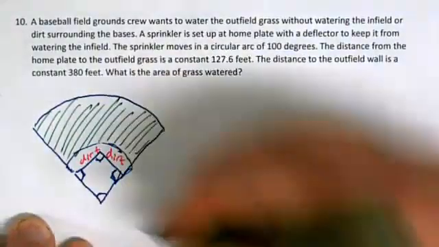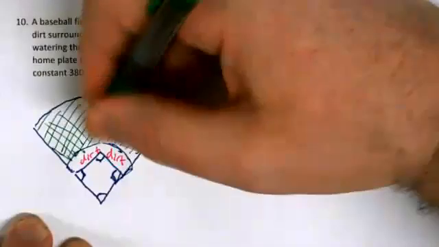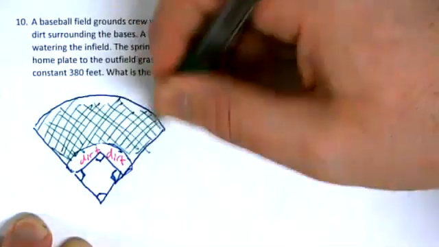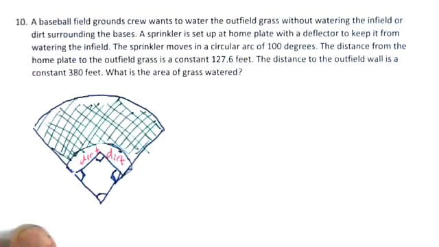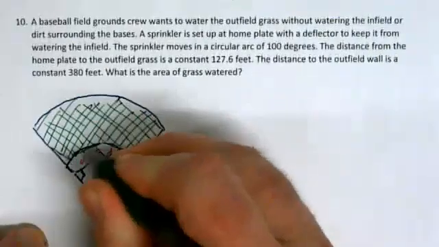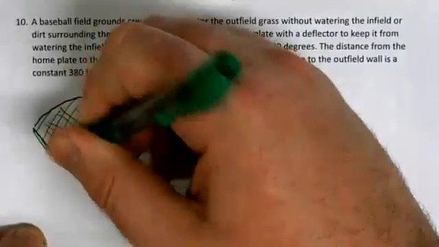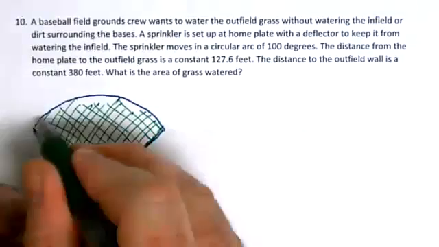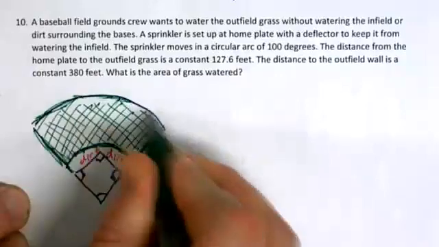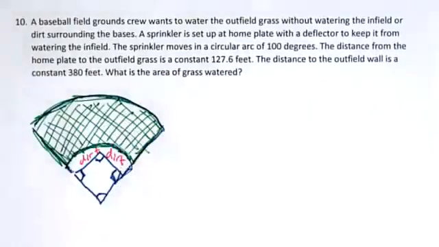And so this problem is describing a sprinkler system that they're going to set up, and the goal is to water the outfield grass without getting the dirt all wet. And what we've got to figure out is what's the area of this thing that's getting watered. All right. So you get the idea of what they're asking us for, sort of.